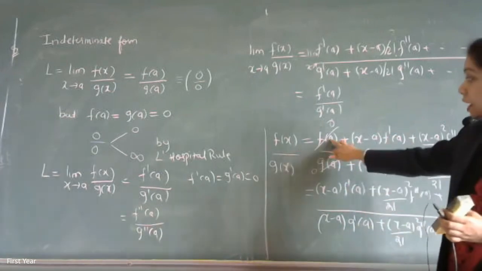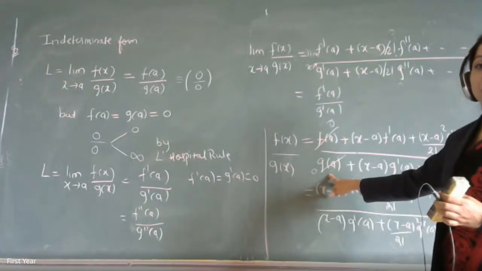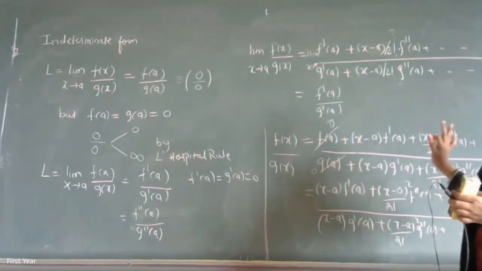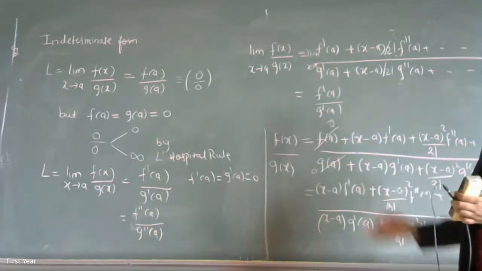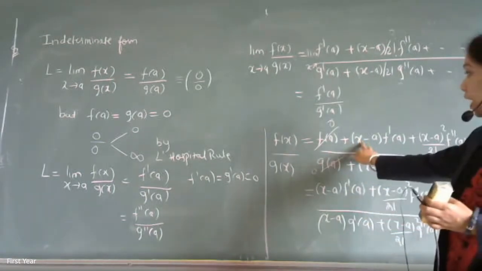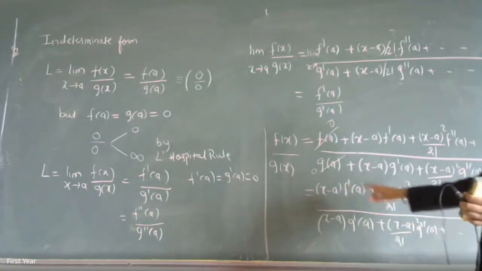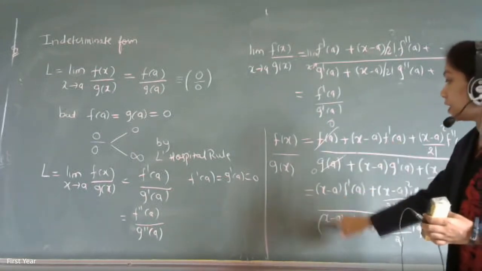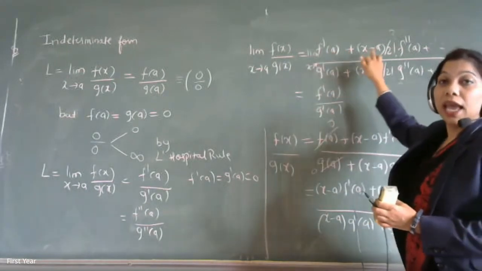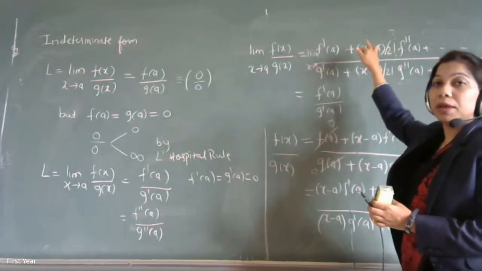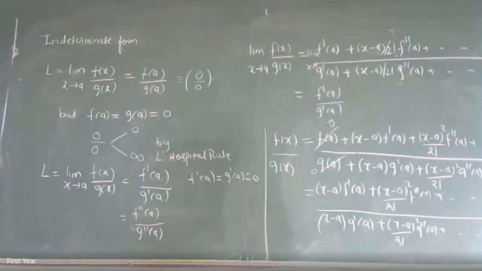Both are 0, so the first two terms of the Taylor series, those are 0. So the terms beyond x minus a are left. x minus a is present in each of the terms, so I'm taking that common. Taking it common and cancelling, this x minus a will get cancelled. We get f dash of a upon g dash of a plus, from x minus a square, one x minus a is gone, so one remains: x minus a upon 2 factorial into f double dash upon g double dash.